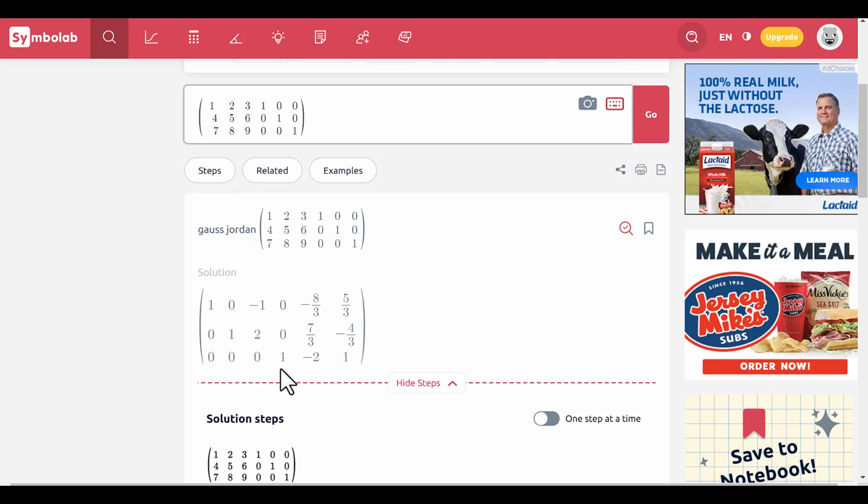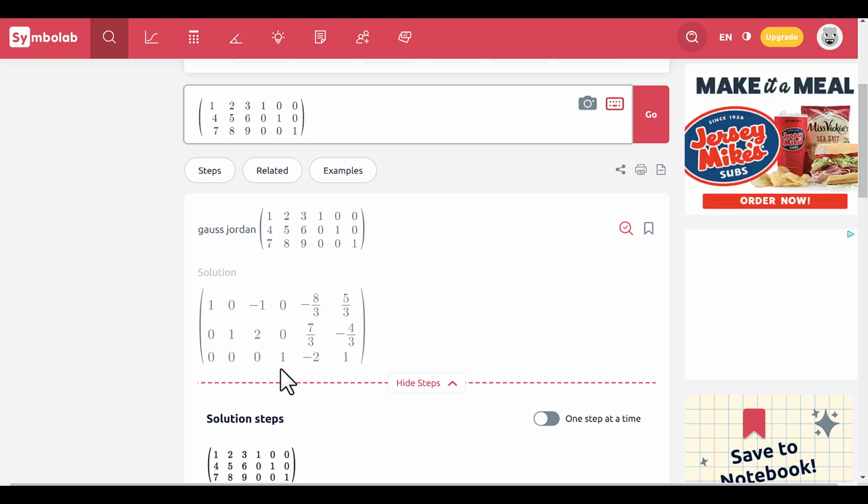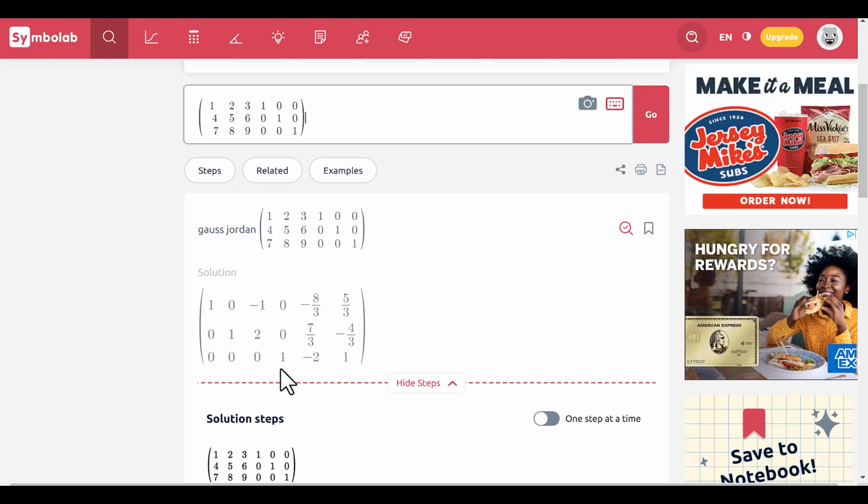All right, so this video was an example of using Symbolab, which uses row operations for us, and we can find the inverses that way, because doing it by hand is pretty messy.